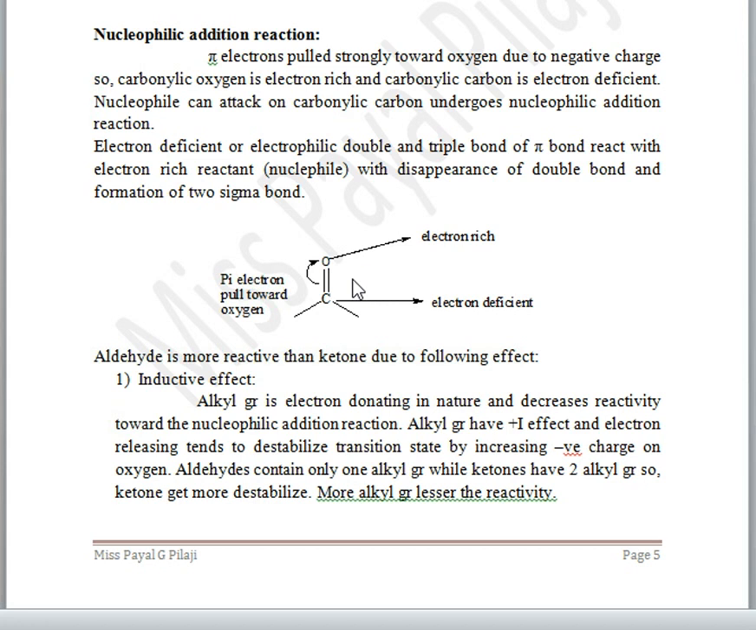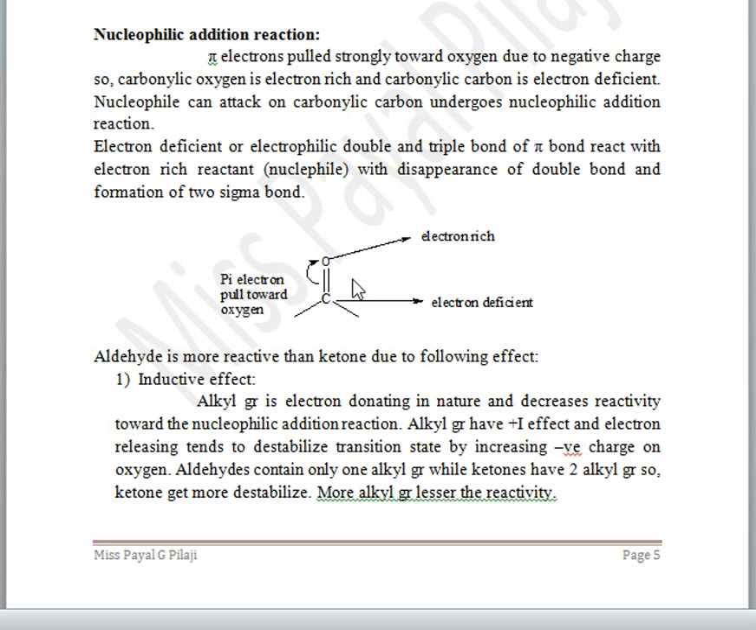Next, an aldehyde is more reactive than a ketone due to the following effects. The first effect is the inductive effect. An alkyl group is electron donating in nature and decreases the reactivity toward the nucleophilic addition reaction. The alkyl group has a plus I effect and an electron releasing tendency, destabilizing the transition state by increasing the negative charge on oxygen.